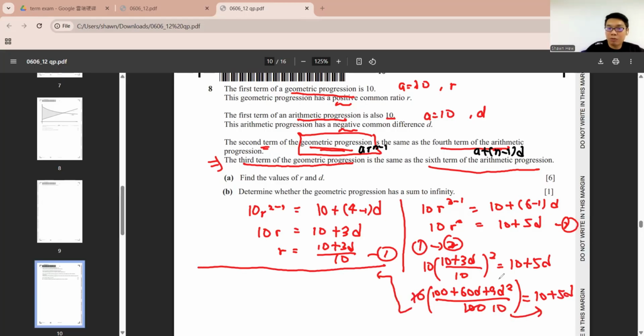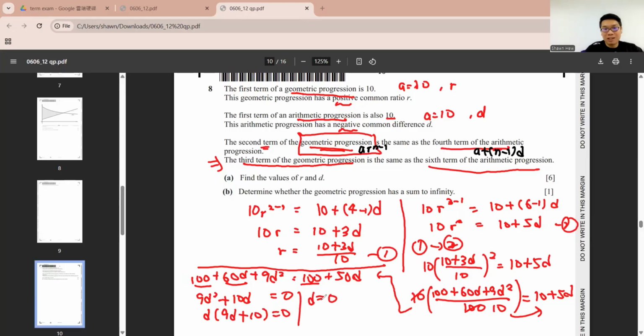Then we throw the 10 to the right-hand side. This 50d thrown here becomes minus, so we will have 10d. 100 minus 100 no more. Then we can factorize out the d. Then we can start to solve. Difference cannot be 0. If not, it won't form a series. So we reject this.